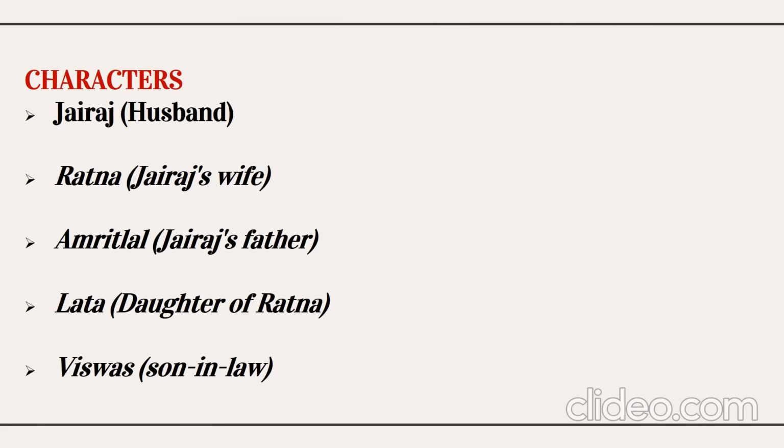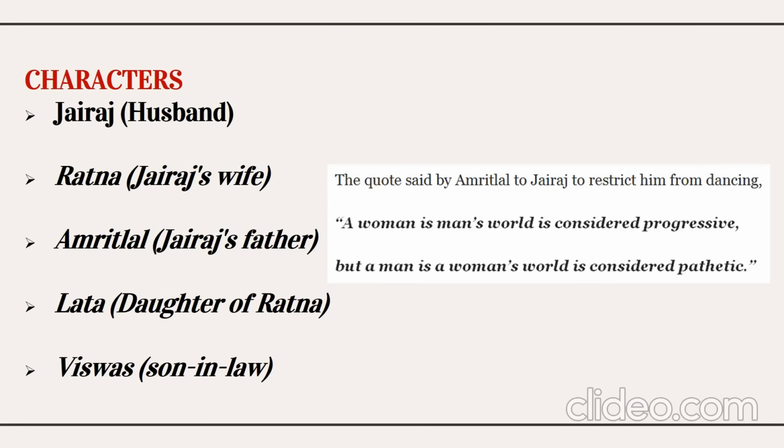So they leave that house and they come back to Amritlal's house. And there's a quote by Amritlal to Jairaj, which restricts him from dancing. So what is the quote? Amritlal says, a man in a woman's world is considered progressive, but a man in a woman's world is considered pathetic. So this is how Amritlal taunts him, or becomes very ironical in his tone.